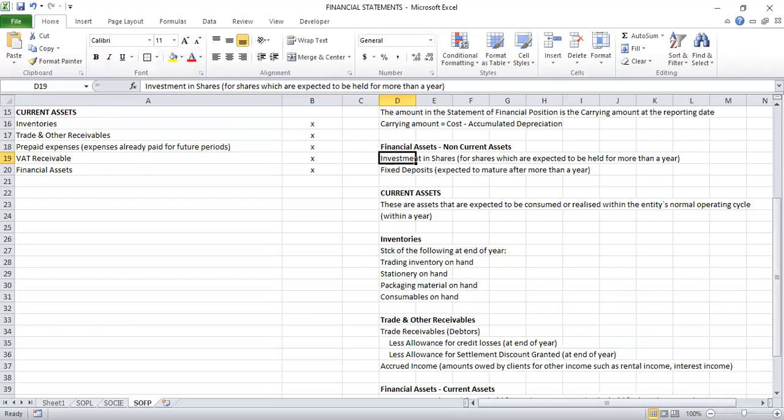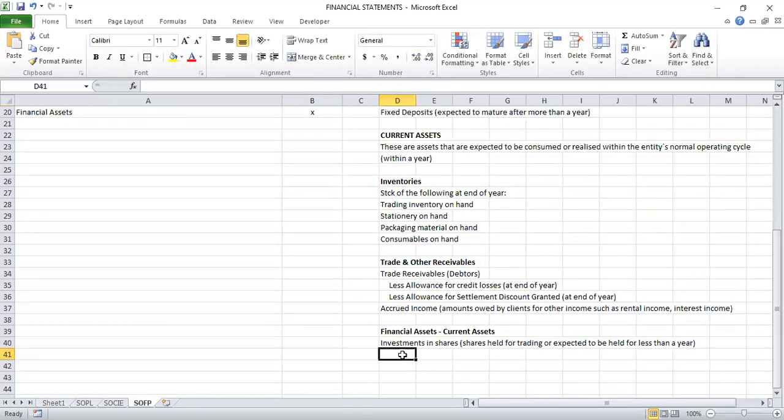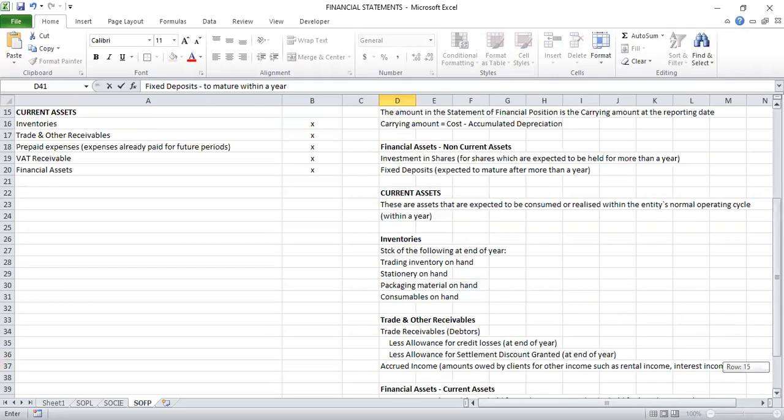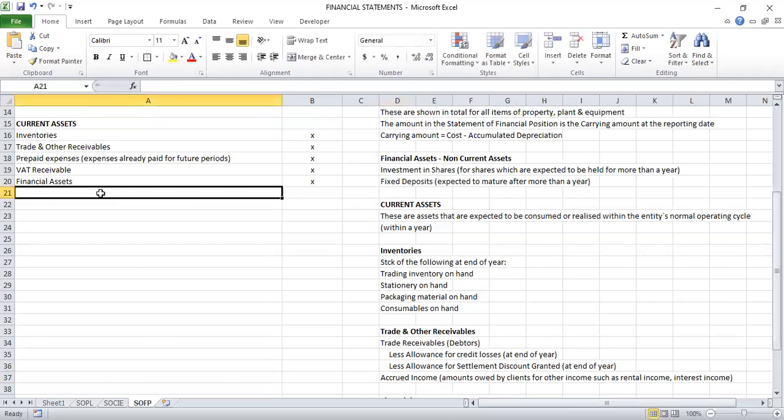Right. Then we also have fixed deposits that are to mature within a year. If you've got a 6-month fixed deposit, then that will be a current asset. Right. Then we also have what we call cash and cash equivalents.